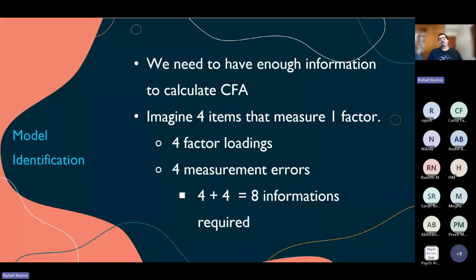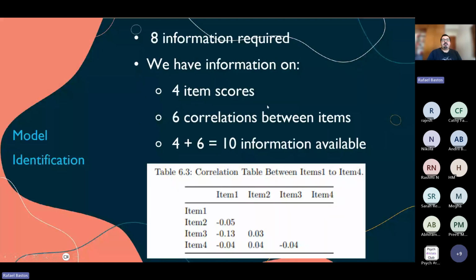So for model identification, we need enough information to calculate CFA. And how do we calculate whether we have enough information or not? Imagine we have four items that we measure for one factor. So we have four factor loadings to estimate and four measurement errors to estimate, one for each item. So we require eight pieces of information to calculate the CFA. So we have eight pieces of information required. And how much information do we have?